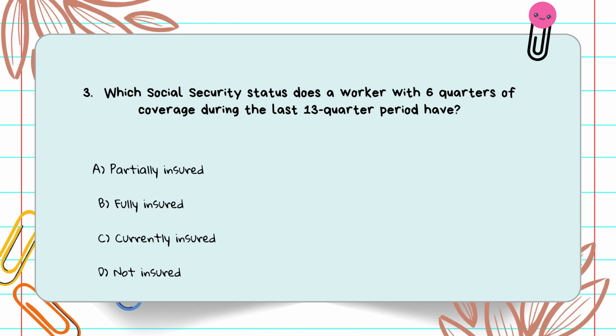Question number 3. Which Social Security status does a worker with 6 quarters of coverage during the last 13-quarter period have? A, partially insured. B, fully insured. C, currently insured. D, not insured. The key numbers are 6 and 13. If you've worked enough recently to have 6 credits in the last 3 years, Social Security considers you currently insured. The answer is C, currently insured.